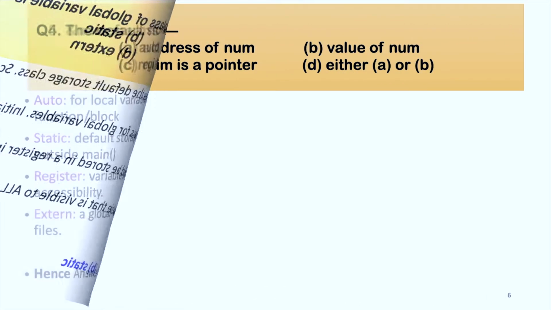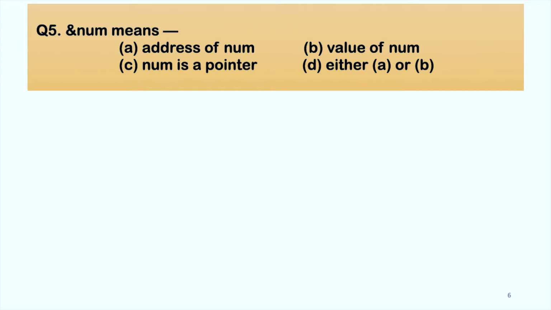Go to the next question. Ampersand num means... num is the name of a variable, and if we put an ampersand, then what does it mean? Address of num, value of num, or num is a pointer, or A and B, that is, address of num and value of num. So the answer is: ampersand is known as the address operator.